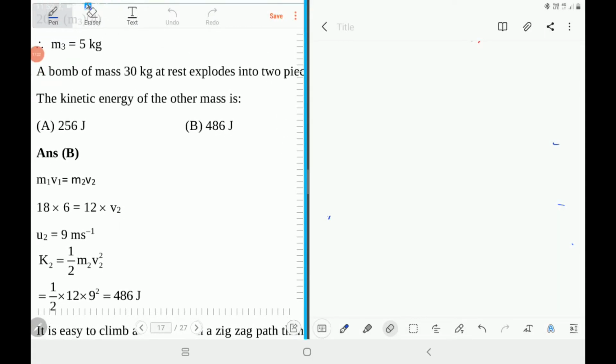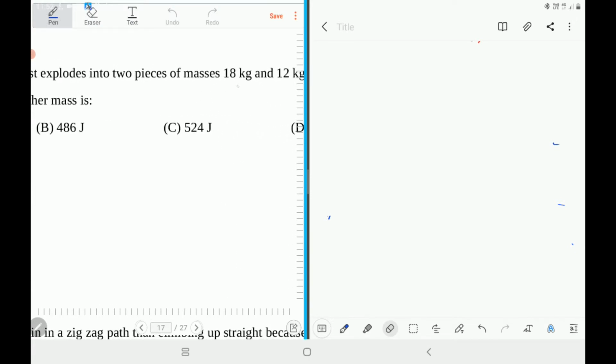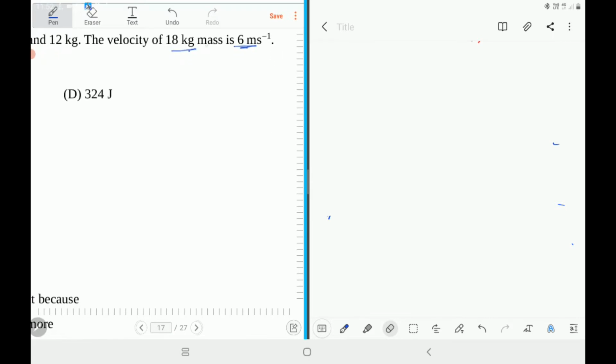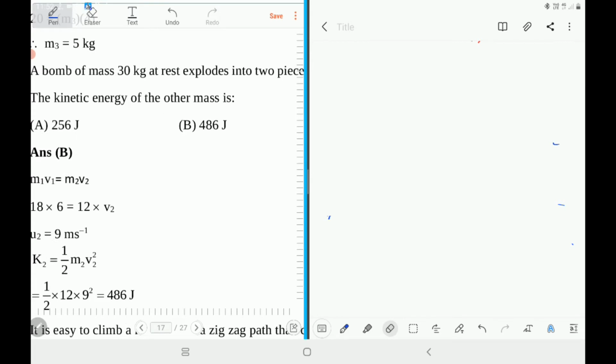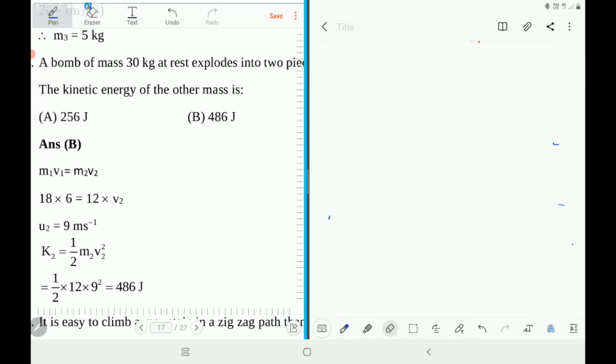A bomb of mass 30 kg at rest explodes into 2 pieces of masses 18 kg and 12 kg. The 18 kg mass moves with a velocity of 6 meter per second. Then the kinetic energy of the other mass is, kinetic energy you have to find. For kinetic energy you have to find velocity first of all. The same story that we learnt in the previous case.